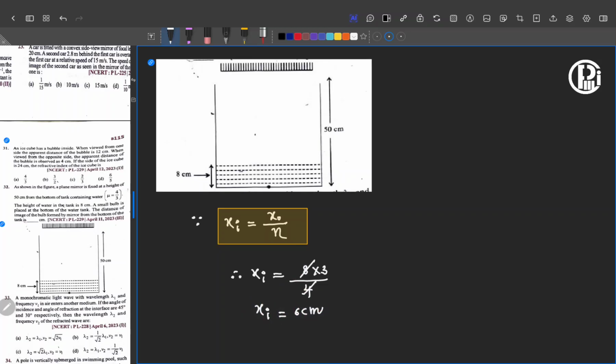Let me represent it. So from the interface that will be at a 6 centimeter distance, right? You know this total distance is 50, and now what is this distance? 42, right? This distance will be only 42 because already the 50 includes 8 and this will be only 42, right?